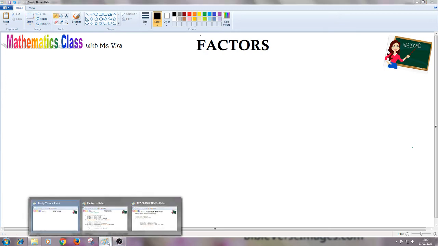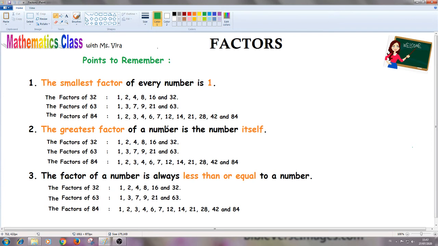Actually, I made notes for you. Here are the points to remember when you learn about factors. Point number 1, the smallest factor of every number is 1. So here I wrote the list of the factors of 32, 63, 84. You can see 1 is the smallest factor of 32. 1 is the smallest factor of 63. Also 1 is the smallest factor of 84.